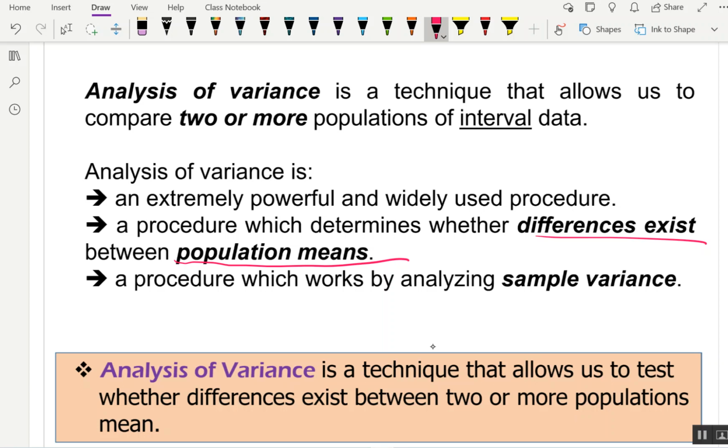The name is analysis of variance. Variance means that they vary, or differences. So that's why the terminology is analysis of variance, even though we are looking at the population means. Of course, because we want to know whether there are variances, I mean the differences, among these population means. So that's why the name analysis of variance is used here. It is a procedure which works by analyzing sample variance. This is just to recap the definition of the analysis of variance technique.